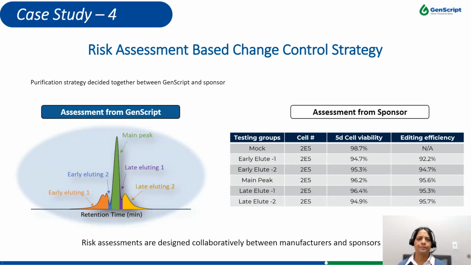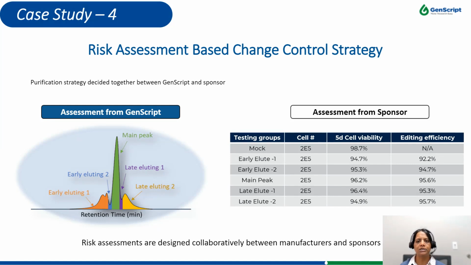The next case study is about the risk assessment. This case demonstrates how we perform the risk assessment together with our client, showing that HPLC traced data for sgRNA, where some impurities were categorized as early and late. We collected eluent during the purification process to investigate which eluent must be more harmful to the cell or affect the editing condition. This eluent were sent to our client, who performed the risk management assessment test on different samples, including the mock group, early eluent, main peak, and late eluents.